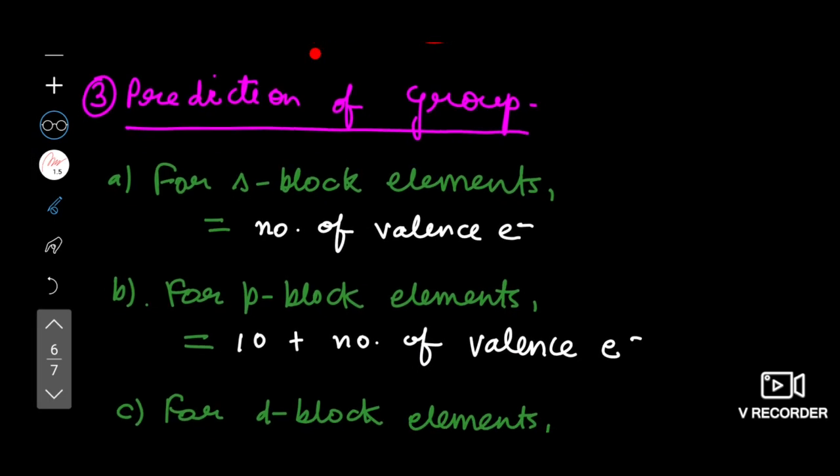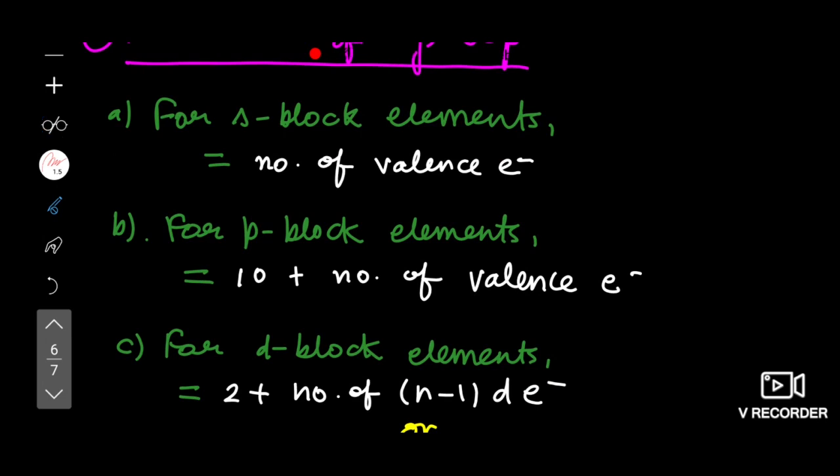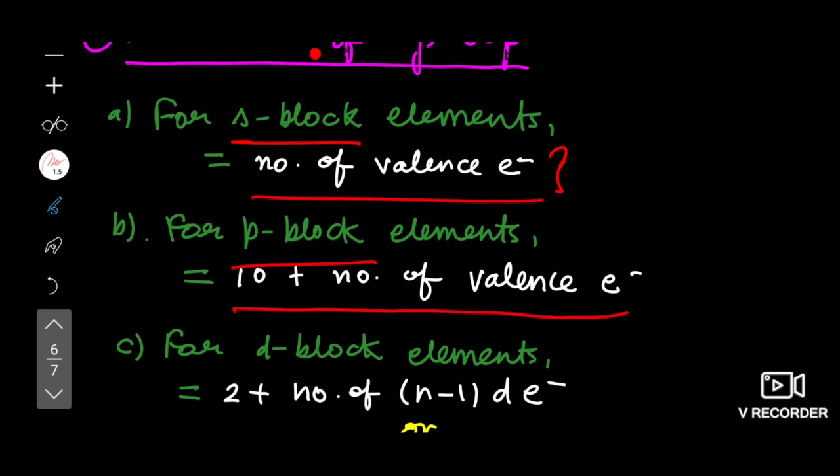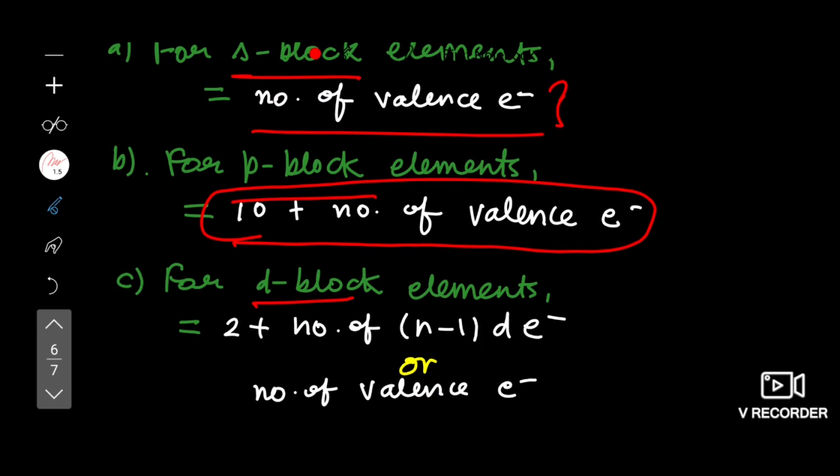Now third is the prediction of the group, and for the prediction of group there are several formulas. For the S block, we have found the block by the previous method. Then for the S block, the number of valence electrons is the group of that element, and for the P block, the formula is 10 plus the number of valence electrons, and for the D block, there can be two types of formula used.